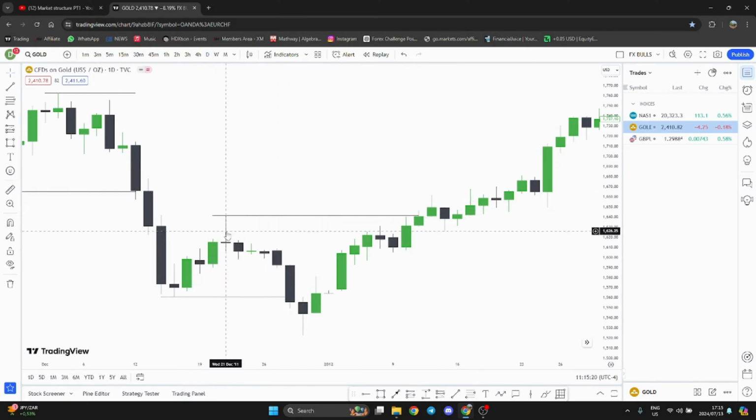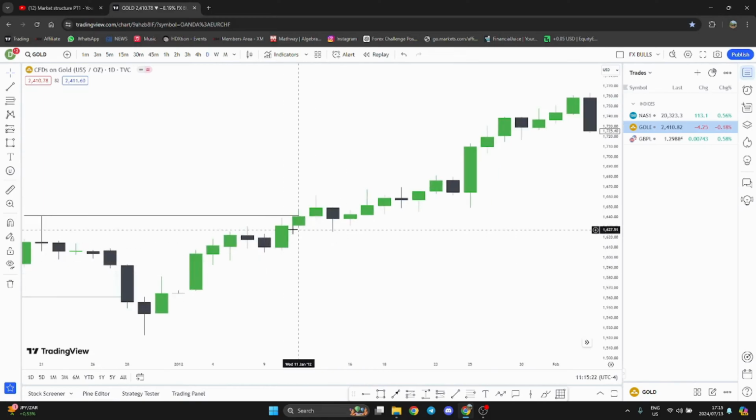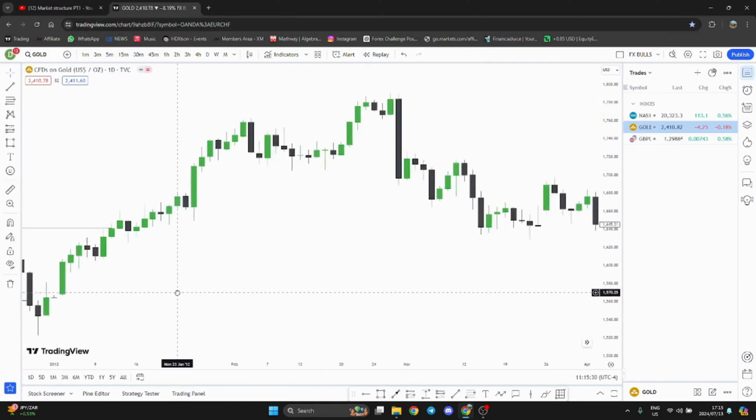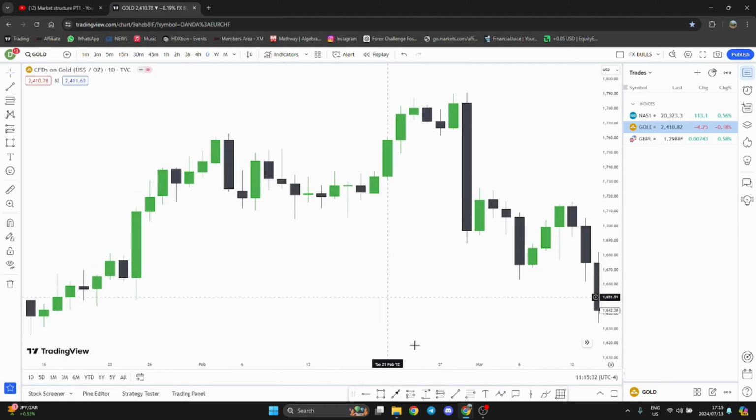Then price takes out the high. You can see it takes out the high and then closes below. That's why I say give it a few candles, see what it does. And then price breaks above the high and starts trading above it. Okay.